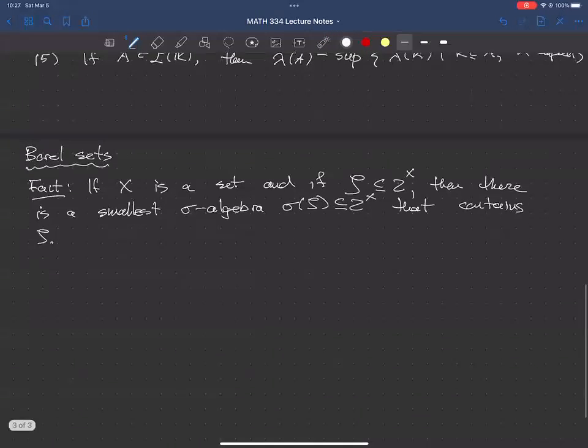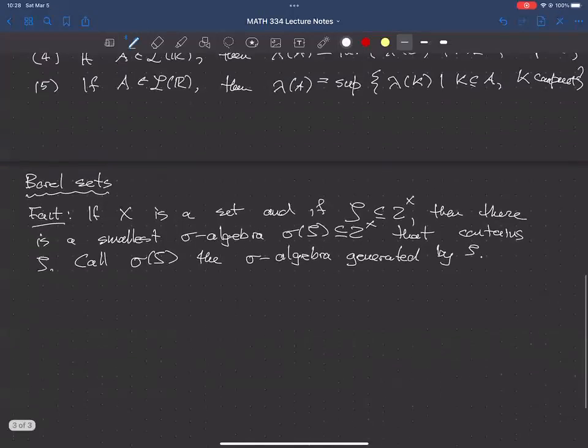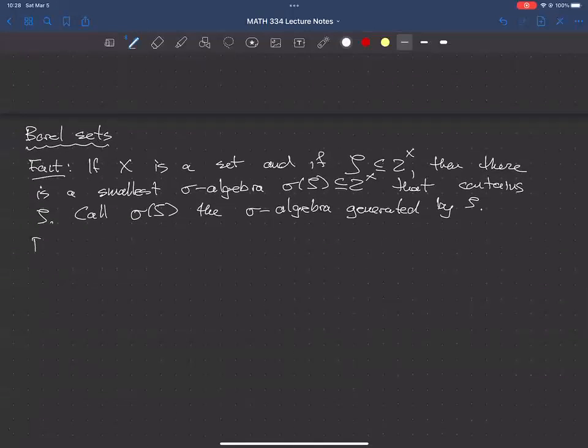And so we call sigma of S the sigma algebra generated by S. This is a way of starting with some sets that you might like, and building from that a natural sigma algebra that contains those sets. So this will enable us to make this definition.